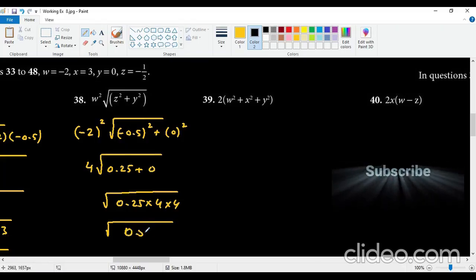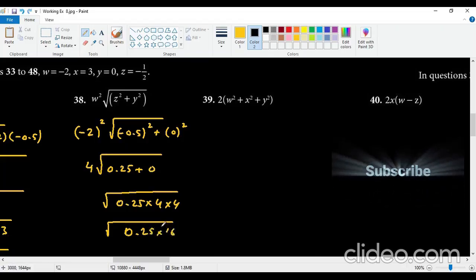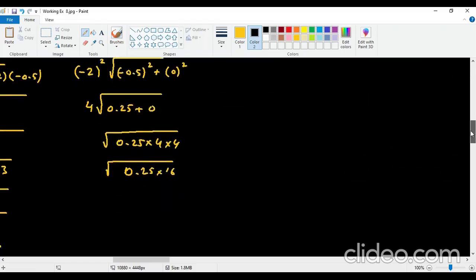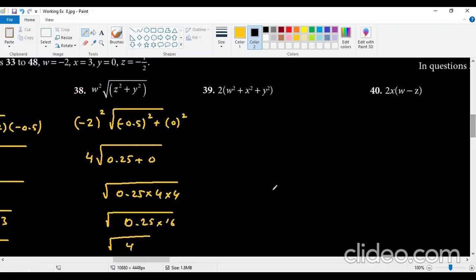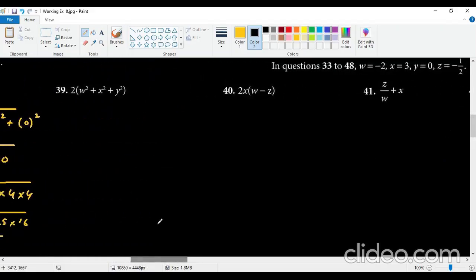0.25 times 16 is going to give you a 4, which is negative 2 or positive 2. That is the right answer for this question. Moving on to question number 39.